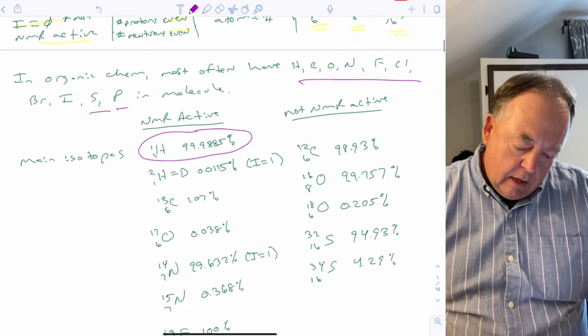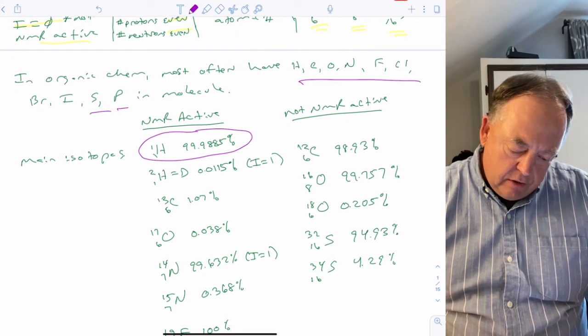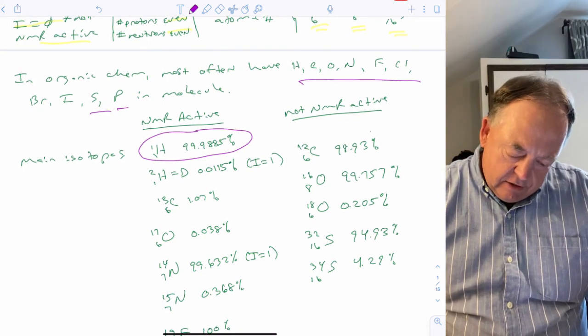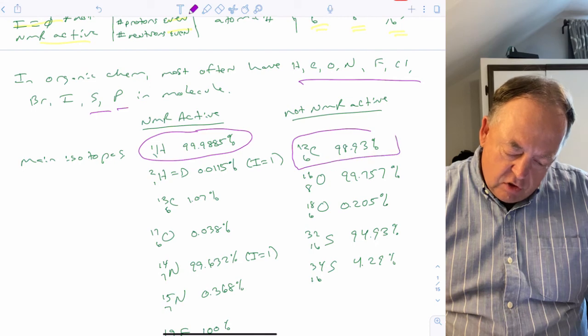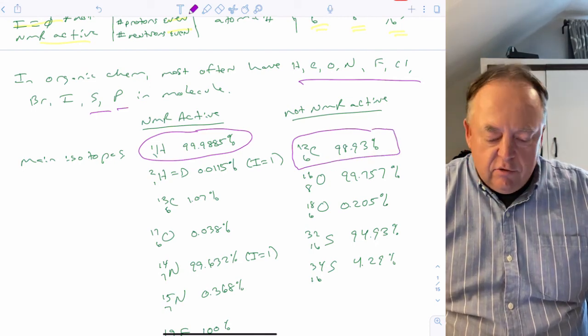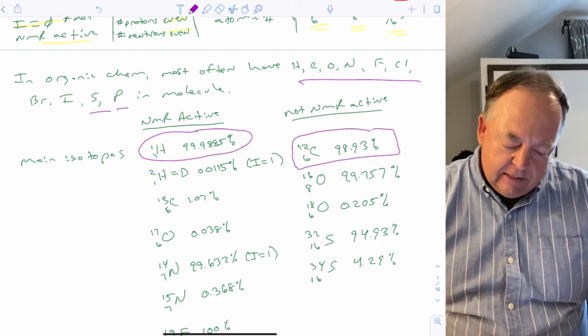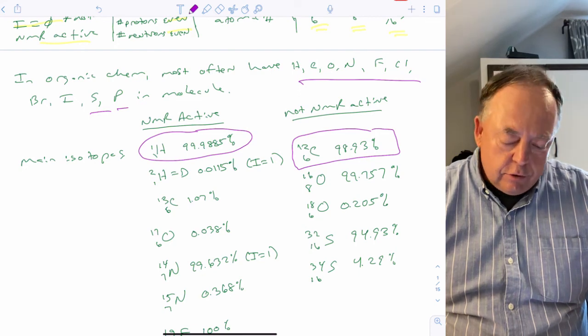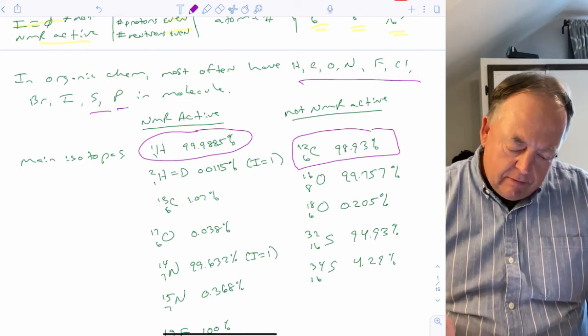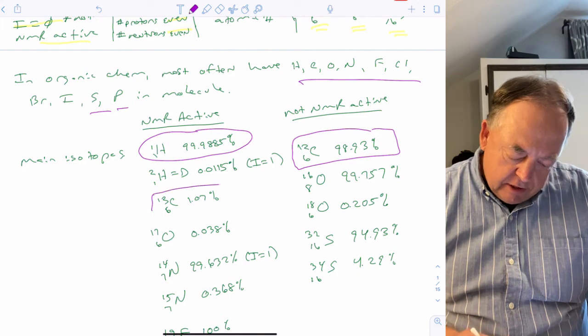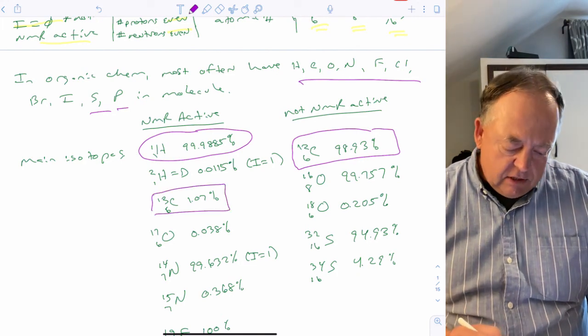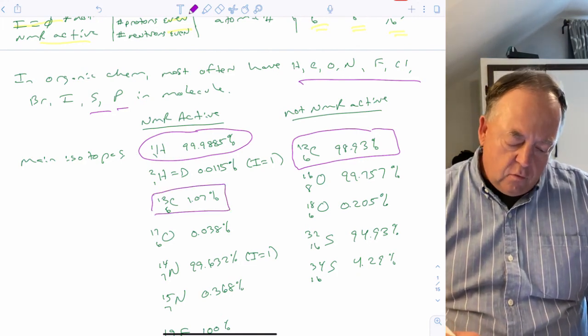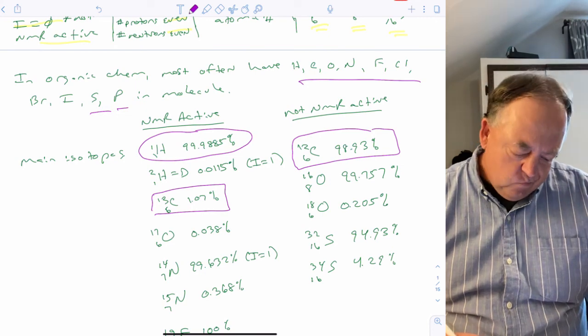Carbon is obviously extremely important in organic chemistry, otherwise it's not organic. So it's unfortunate that the main isotope of carbon is carbon 12, which is not NMR active because it has an I value of 0, so it does not have nuclear spin. But you can do NMR on carbon. You just have to look at the carbon 13 isotope instead, but there's only 1.04% carbon 13 in nature.